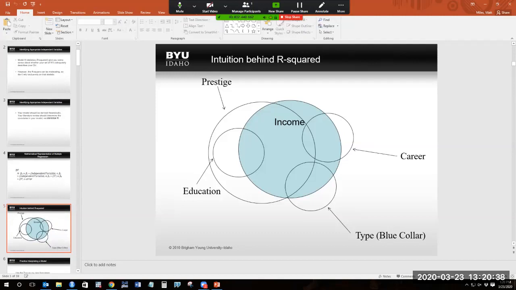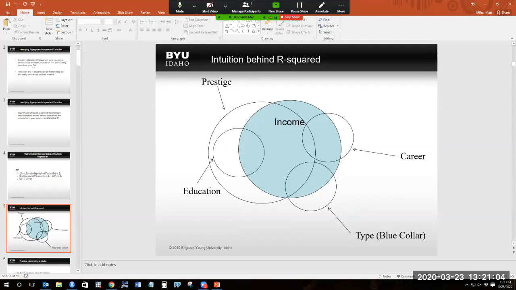So let's say we're trying to predict income, why somebody makes the amount of money they make. And there's all this variation. The blue is the variation in income. So maybe people with more education, maybe that predicts a higher income. Maybe a job with more prestige has a higher income. Maybe the kind of job it is predicts the income, or maybe if it's a blue collar or a white collar, maybe that influences income.